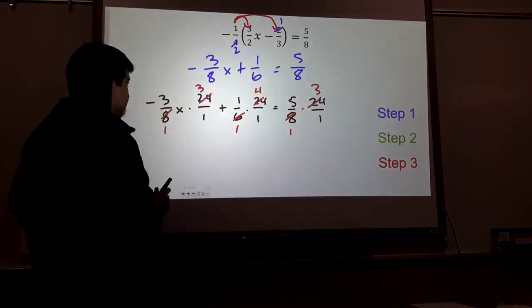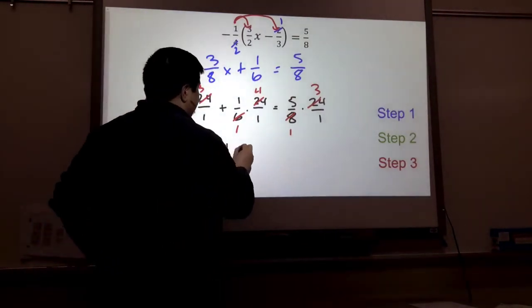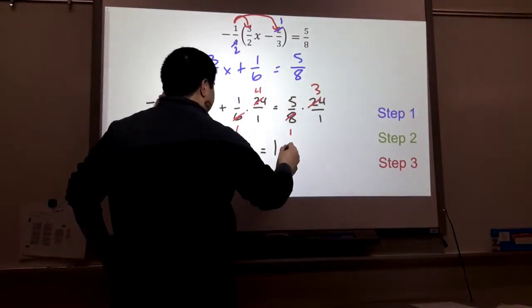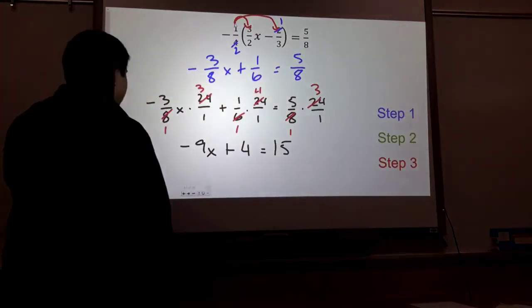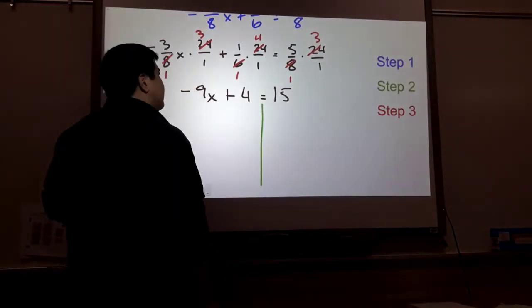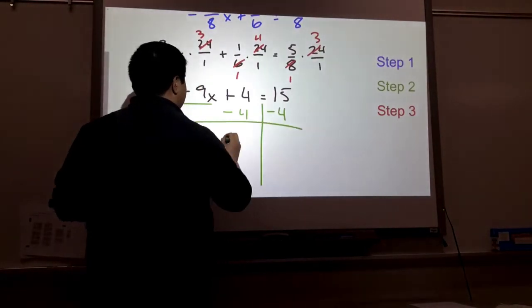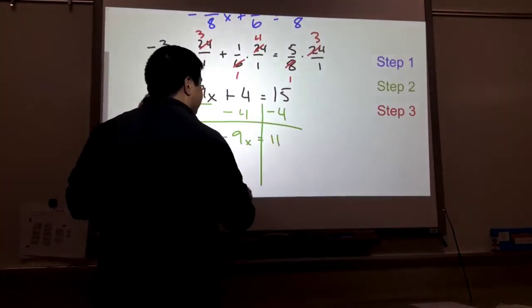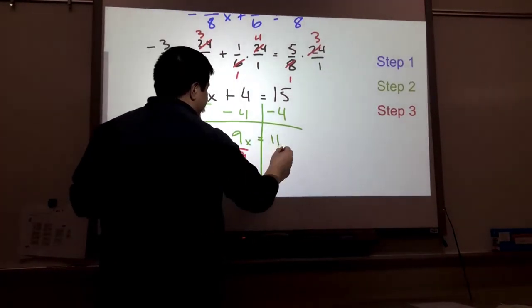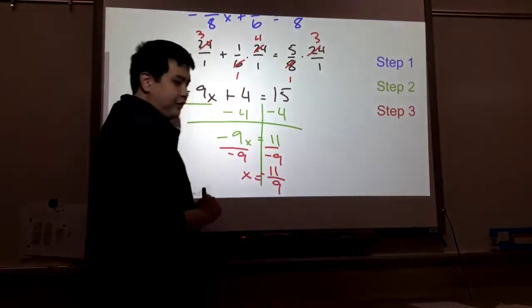So we multiply across, we get negative 3 times 3, which is negative 9x, plus 1 times 4 is 4, equals 5 times 3 is 15. That in mind, we now are on to step 2. Subtract 4 from both sides to isolate this term. We get negative 9x equals 11. From there, we're going to divide both sides by negative 9. x equals negative 11/9.